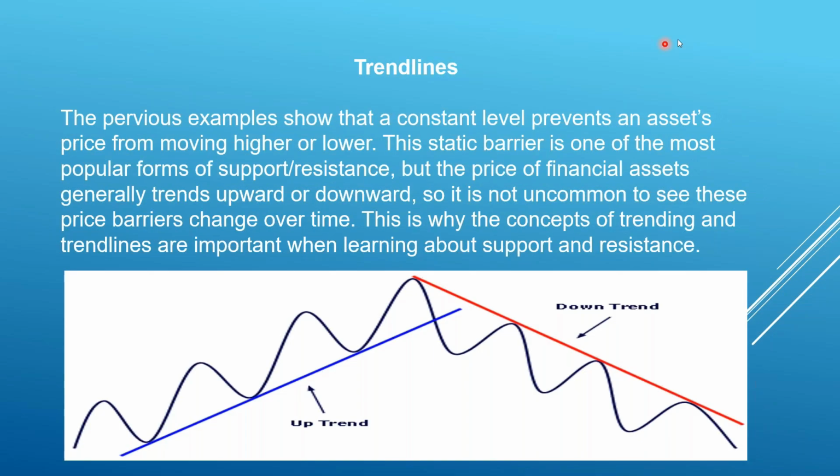Okay, let's move on. Now, how do we draw this support and resistance level? We saw one way, just these lines. There is another way, which is trend lines. The previous examples show that a constant level prevents an asset or a currency or a share from moving higher or lower. This static barrier is one of the most popular forms of support and resistance, but the price of financial assets generally trends upward or downward. So it's not uncommon to see these price barriers change over time. This is why the concept of trending and trend lines is very important when learning about support and resistance.